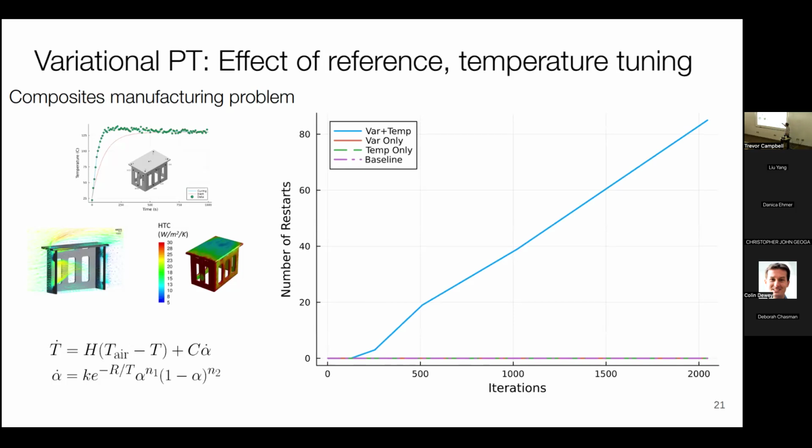On the vertical axis here, I'm showing you the number of restarts that you're getting from this variational PT scheme. On the horizontal axis, I'm showing you the number of iterations. Of course, higher here is better. You want more restarts. And I've split the algorithm into different pieces. So I've got a baseline where we're not tuning anything. I've got a baseline in green where we're tuning only the temperatures. I've got a baseline where we're tuning only the variational reference. And then I've got variational PT at the top in blue. The figure is pretty clear. There's one line that gives you a restart, and that's variational parallel tempering.